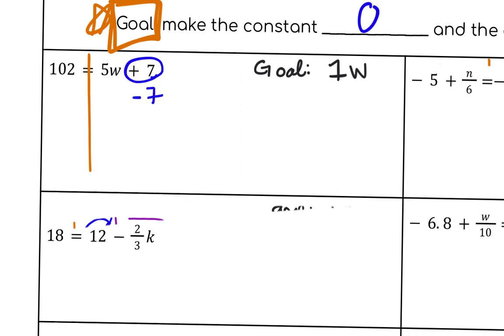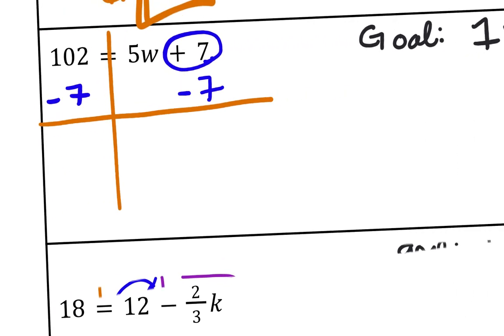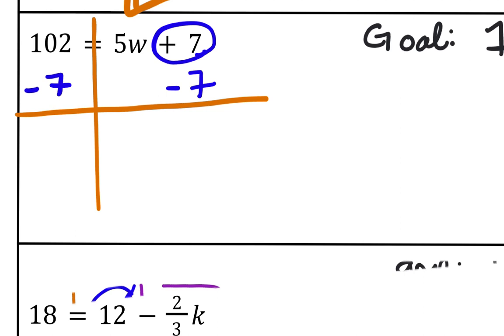When I do something on the side of the variable, I need to do something on the other side as well. Then we draw a line underneath it to keep it organized. So plus 7 and minus 7 are opposites. Those cancel each other out. And I still have a 5w on the right. Then 102 minus 7 is 95. So we undid our constant.